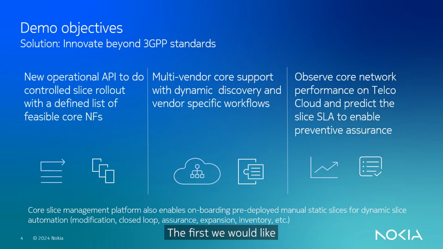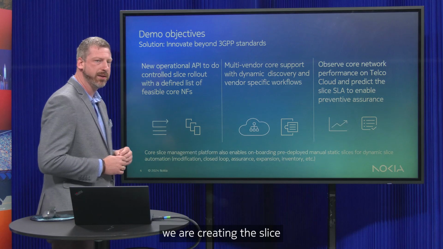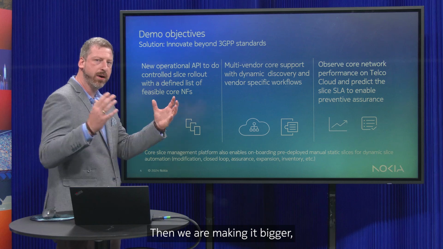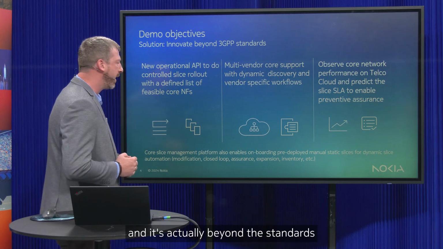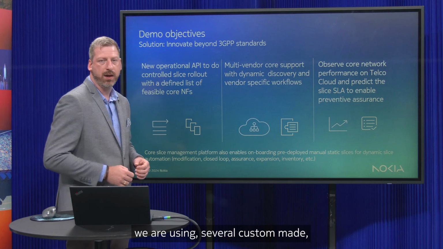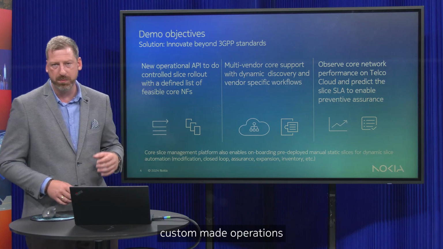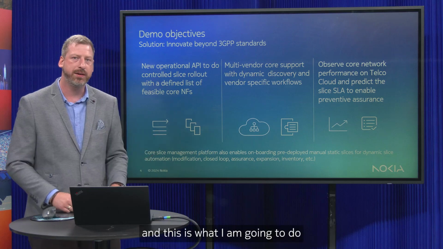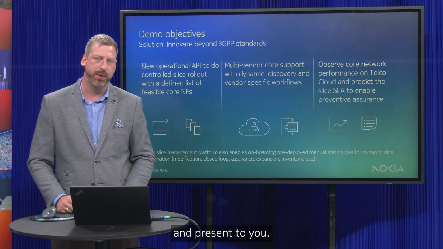The first, we would like to present a new operational API, which is doing a controlled rollout, which means we are creating the slice first in a small subset of the core network, then we are making it bigger, we are expanding it, and it's actually beyond the standards. We are using several custom-made operations, 3GPP standard extended, and this is what I'm going to present to you.